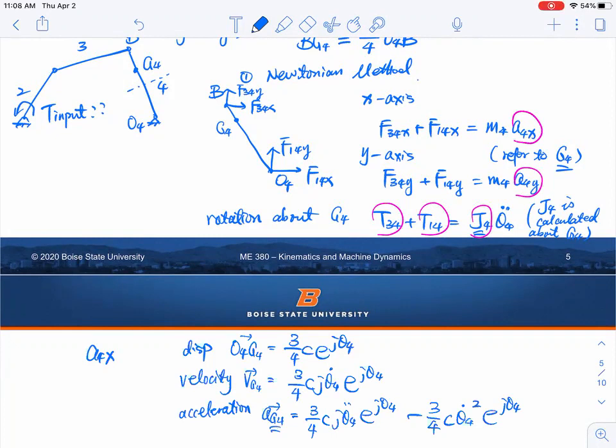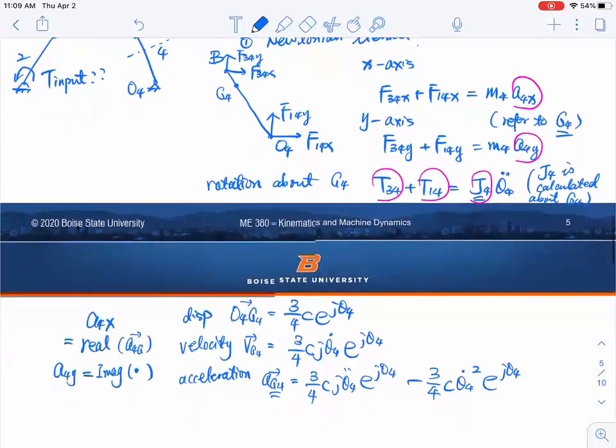It's going to be a vector, but then the x component is the real part of this vector. Same thing, the y component is the imaginary part of the same vector. So that's how you make changes to your linear acceleration, because it's no longer at the center of geometry. You have to make these changes.